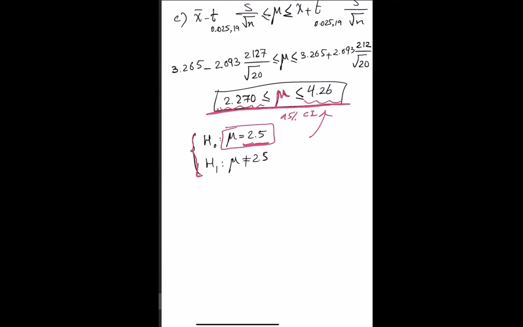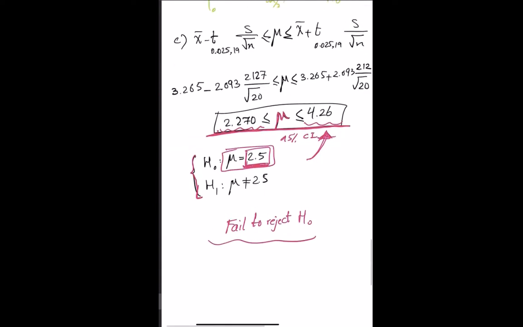So if this hypothesized value for the average falls in your confidence interval, then you fail to reject your null hypothesis. You don't reject, you fail to reject. And we had one example in the previous session as well, and that's how we can use confidence intervals to make a conclusion about the hypothesis test.